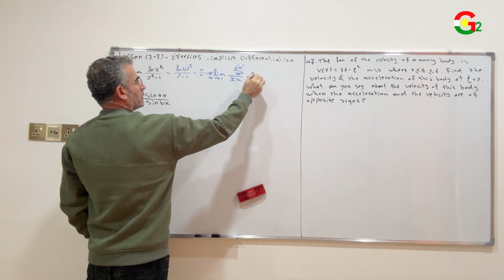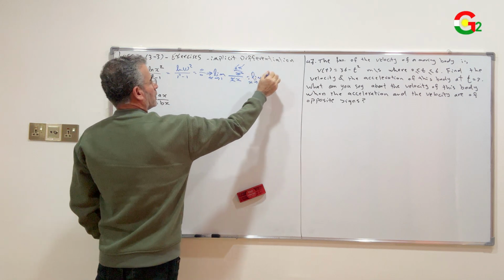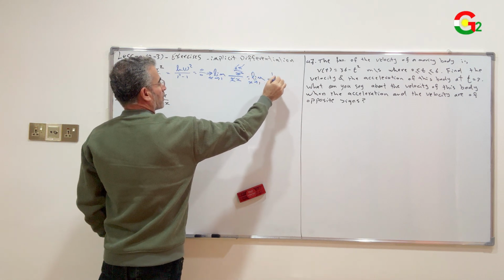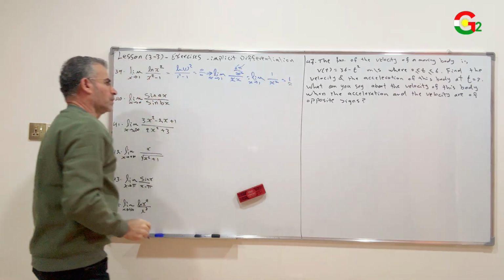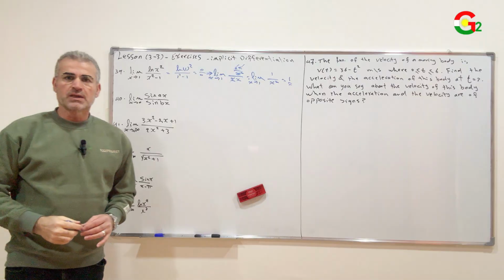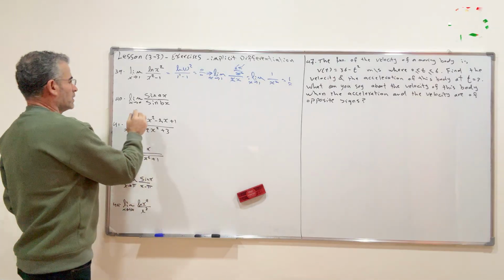Equal to limit x approach to 1, 1 over x power 2. 1 over 1 square. The final result is 1. Question number 40.